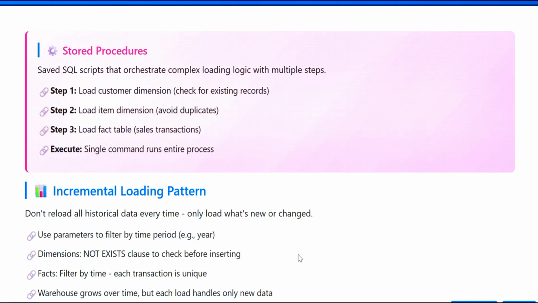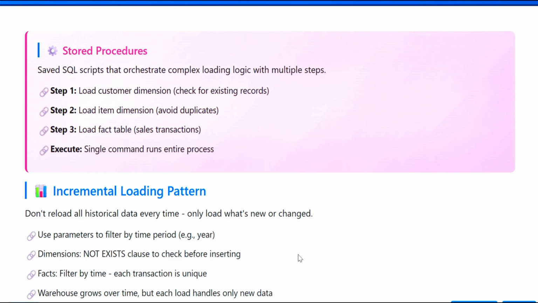There are three main steps. First, it loads the customer dimension. It selects distinct customers from staging. This is specific to the lab that we are going to do. But here is the key. It checks whether each customer already exists in the dimension table. If they do, it will skip them. This is called an incremental load. You are only inserting new customers, not duplicating existing ones.